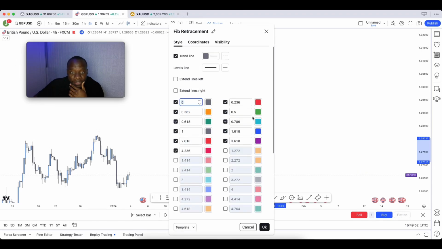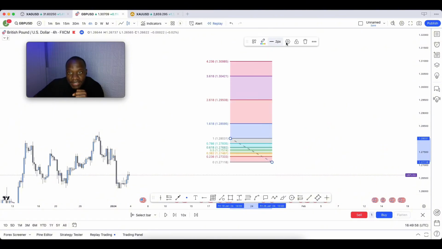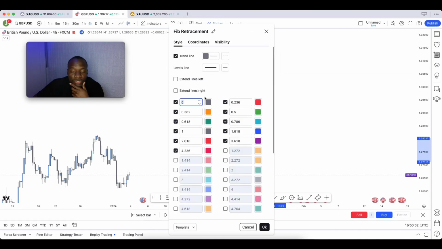So let's open our Fibonacci settings. For those of you who don't know how to open the settings, just click on it, then you see the settings, which is here. Open it. When you get to the settings, uncheck all these numbers except for two numbers: 0.382 and 0.5. This is the only number you have to leave.